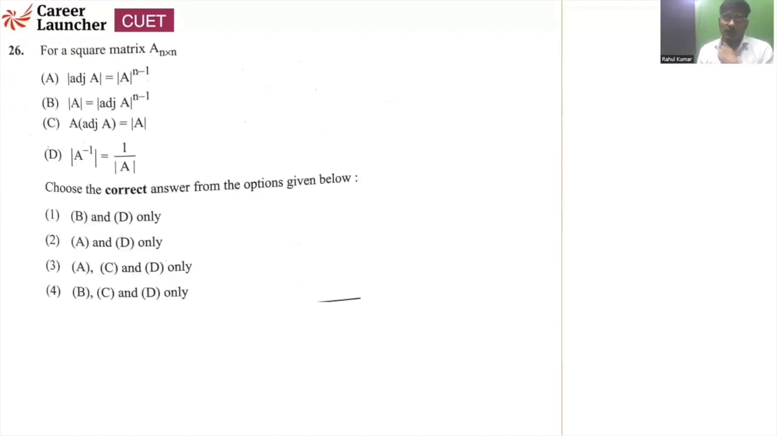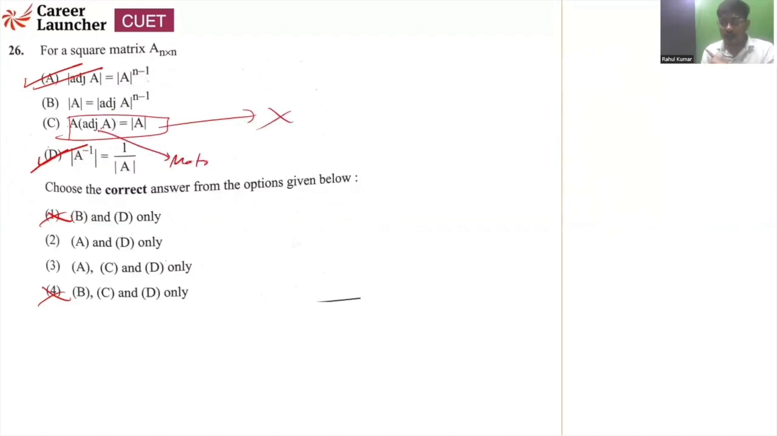Now the next question is, which of the following statements is correct? Statement A is the correct answer because this is the result we have. And if you go with statement D, statement D is also correct. So A and D must be there in the answer. So option B can't be the answer. Option D can't be the answer. Now we have to check whether statement C is correct or not. Statement C is incorrect because A into adjoint of A is a matrix and determinant of A is a scalar value, and a scalar value can't equal a matrix. That's why it is not equal. So statement C is false. By default, option 2 is the correct.